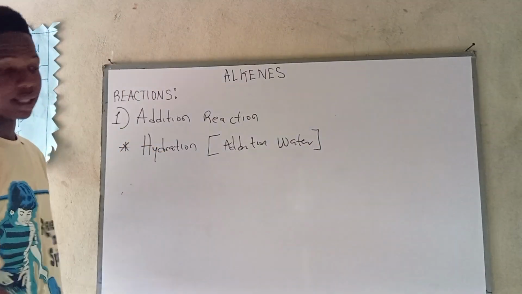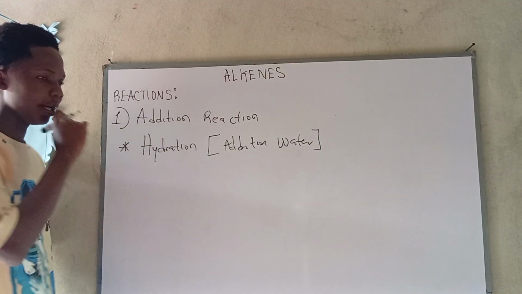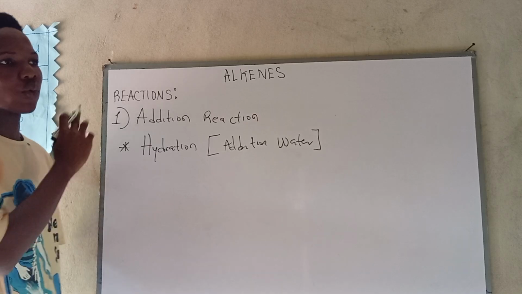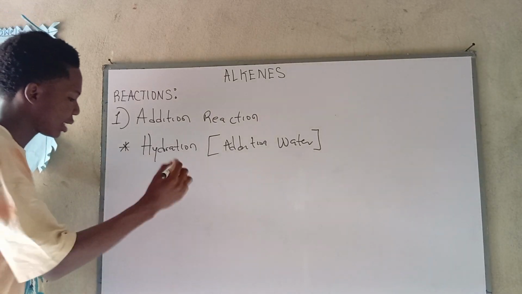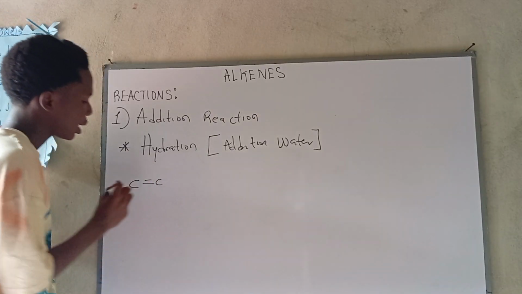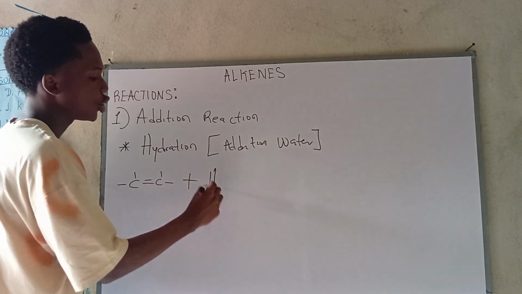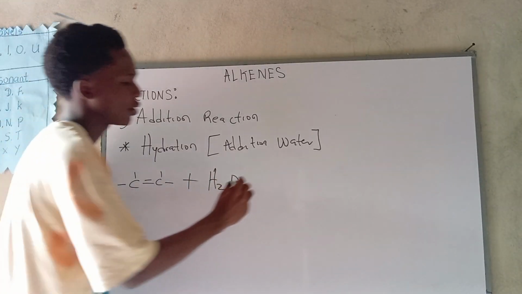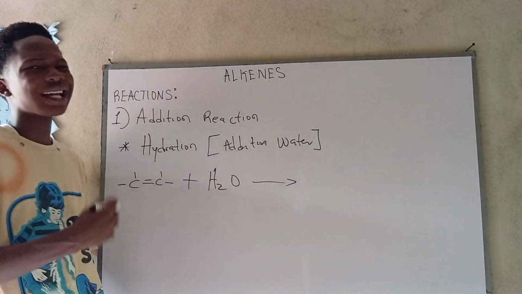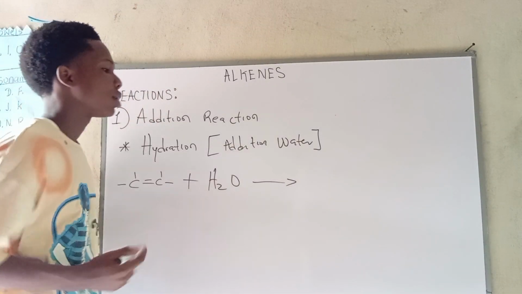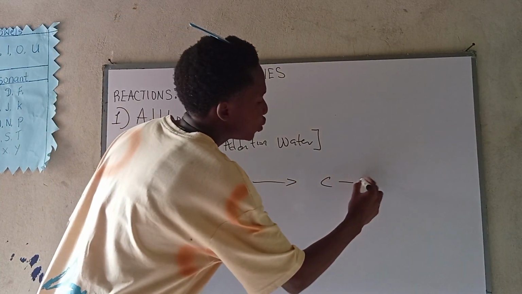Okay, now we're talking about alkenes. If we react an alkene with water, what is it going to give us? Let's look into that. An alkene reacts with H2O. What is it going to give us? It's obviously going to give us an alkanol. Remember, the double bond will be broken.